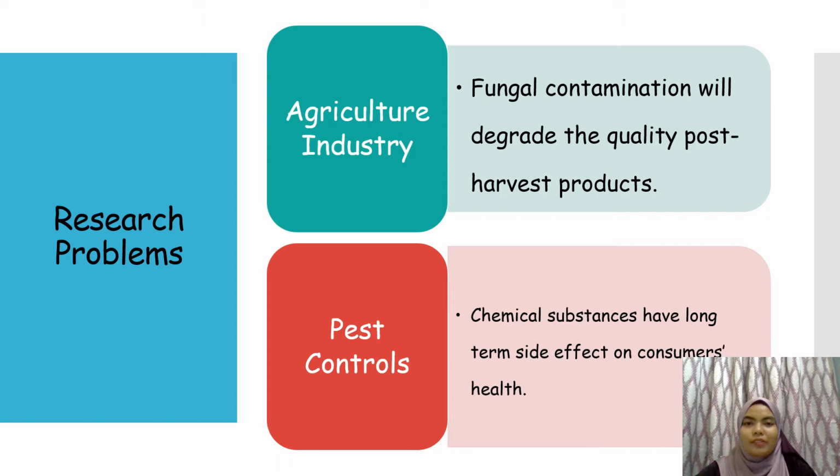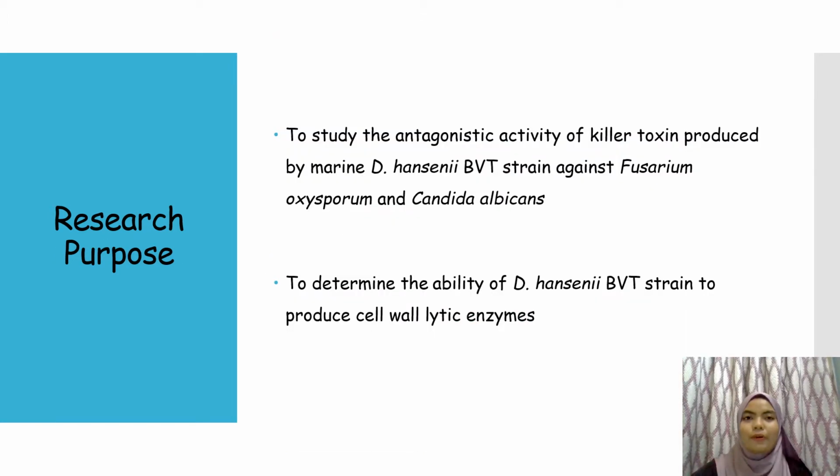Research problem. The first research problem is agriculture industry where fungal contamination will degrade the quality of post-harvest products. Second problem is pest control where chemical substances used have the long-term side effect on consumer health. For the research purpose, the first is to study the antagonistic activity of killer toxin produced against pathogenic fungi and to determine the production of cell wall lytic enzyme.